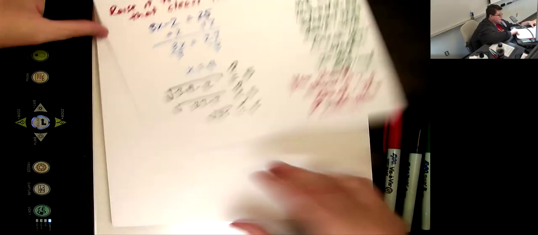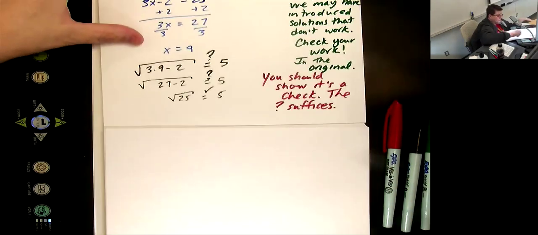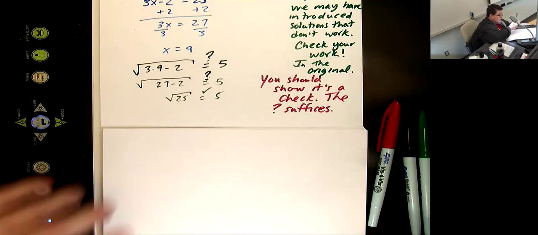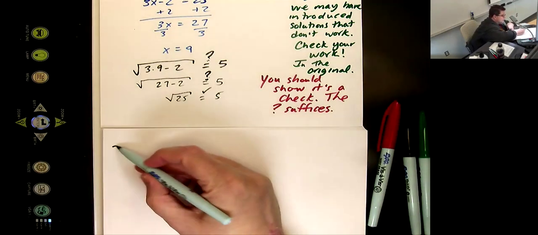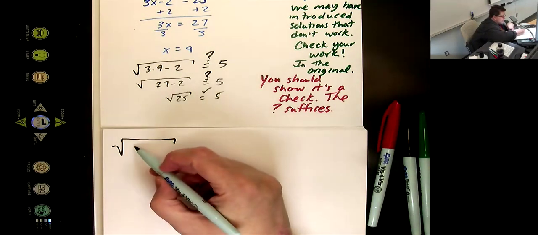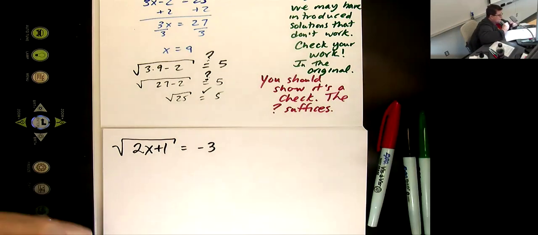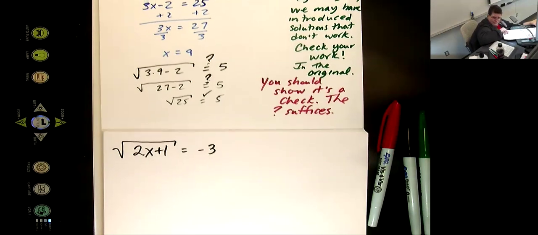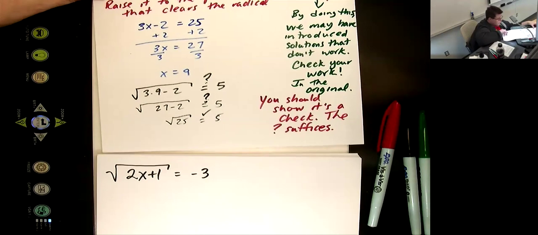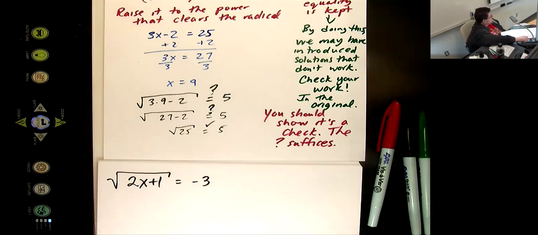Look at another one. Square root of 2x plus 1 equals -3. Why don't you guys try to do what we did on that last problem, do that here? Then we'll do it together.